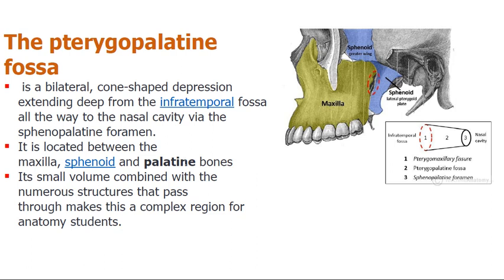Now the fossa is present bilaterally and is located between the bones: the maxilla, the sphenoid bone, and the palatine bones. We will come to the boundaries of the fossa in the next slides, and we will see the relation between them. The volume of the pterygopalatine fossa is small, although we have important structures within the fossa, and this gives its complexity regarding the anatomy of the fossa.